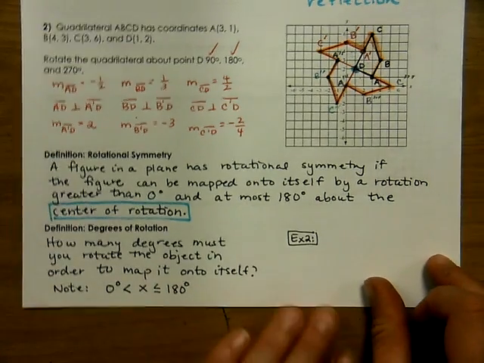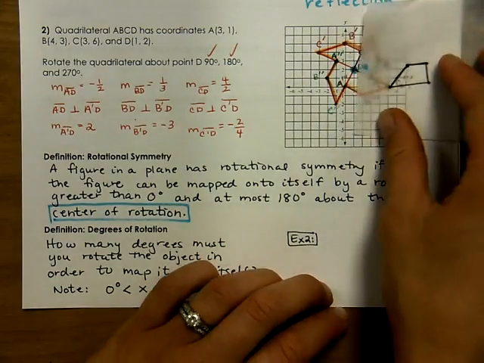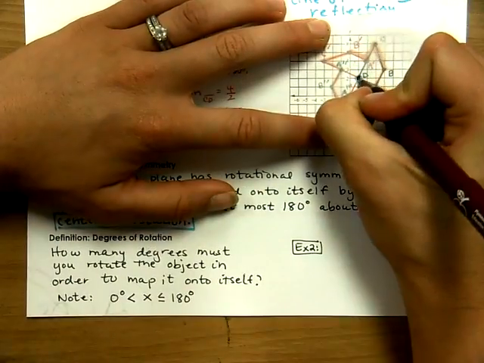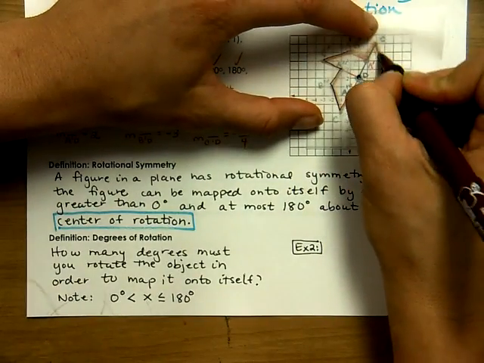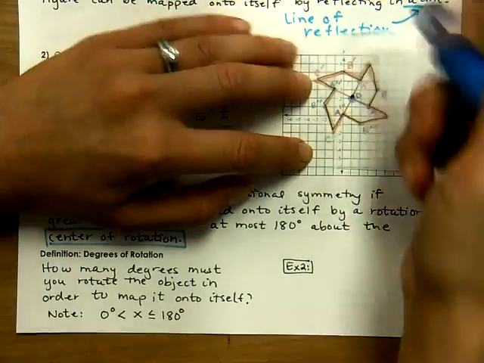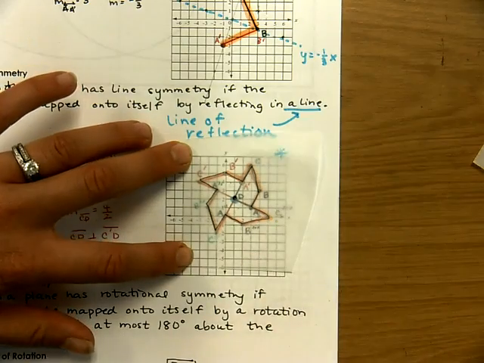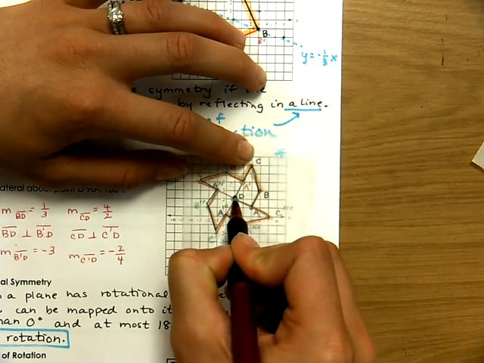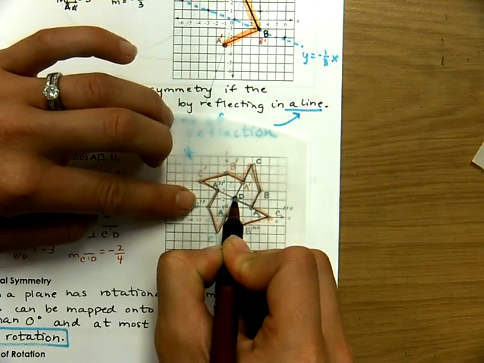Now that you've tried this on your own, let's talk through it. If I take this pinwheel here, okay, this is our center of rotation. We had this pinwheel. Okay, there we go. I've traced it. I'm going to put a little asterisk here so we know where it started. So we start up in that corner. I have to figure out how many degrees I have to rotate about the center of rotation to map it onto itself again. So I turn, and now it's back onto itself.